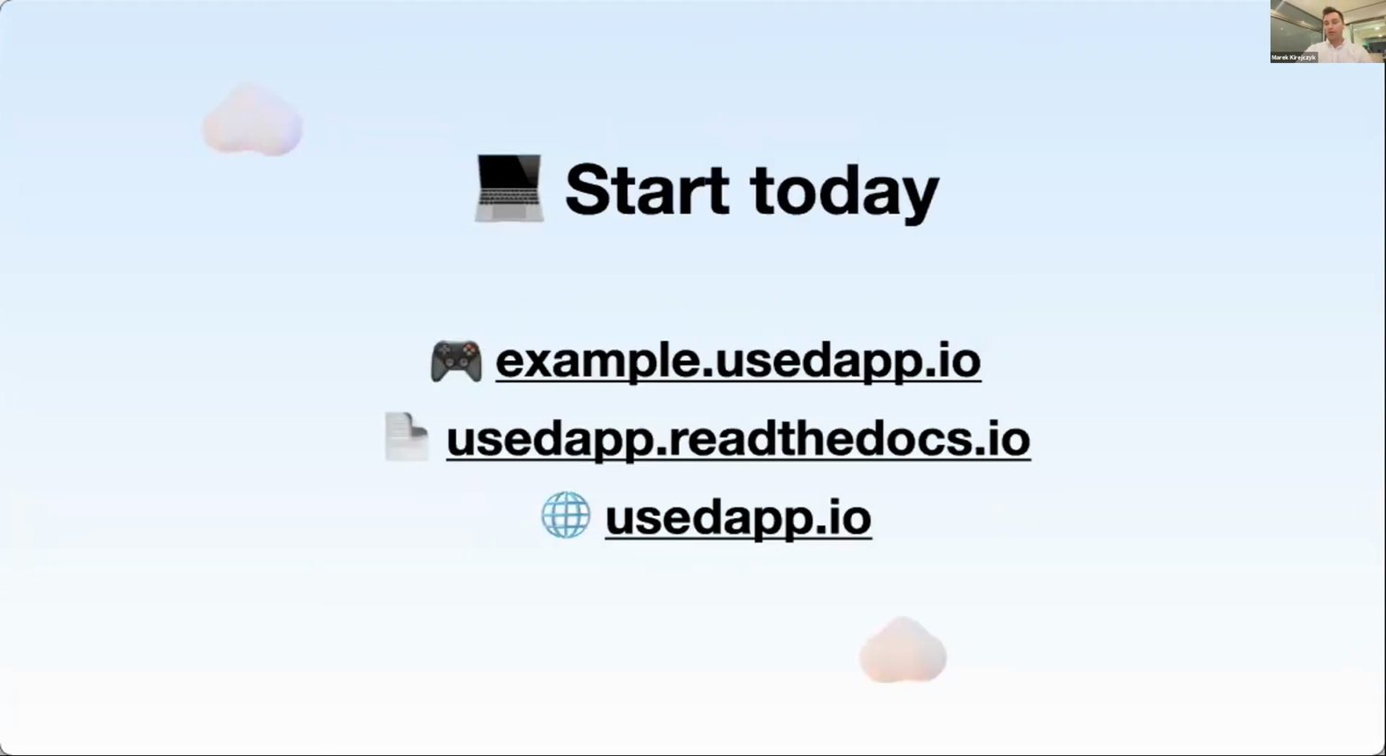Yeah, so it's working. I think I mentioned there are about 500 applications using it as of today. It's a very young network, a very young framework, but we're using it in production in several different applications ourselves. Everything I showed you today, the examples are available at example.useDApp.io.